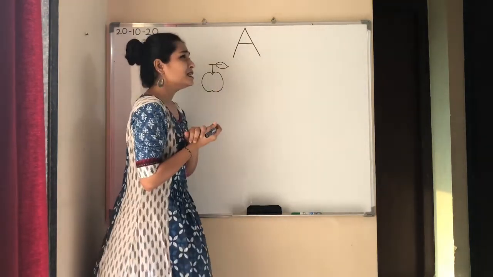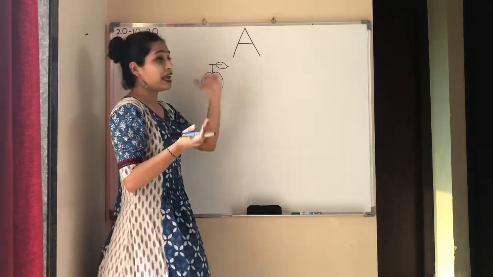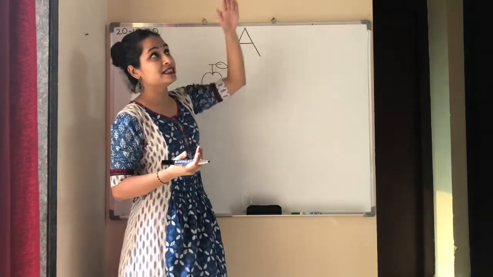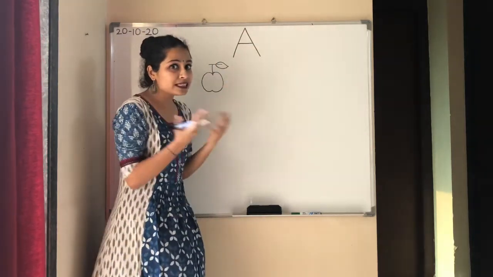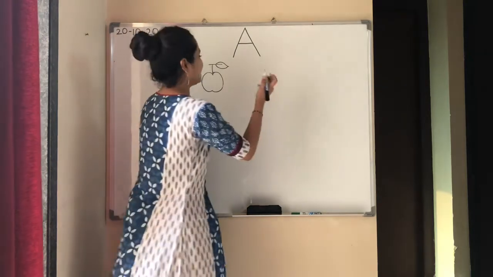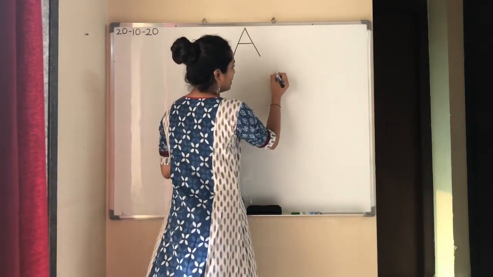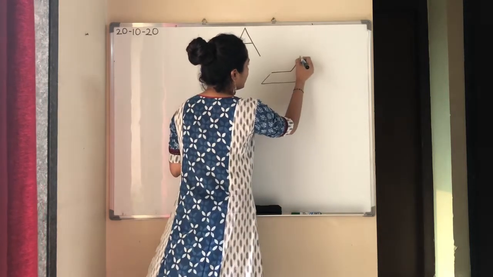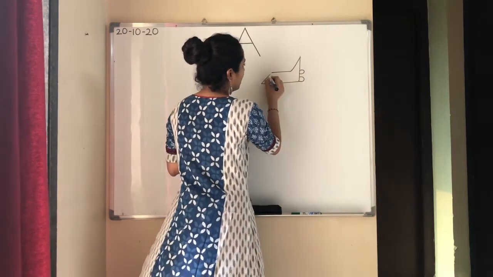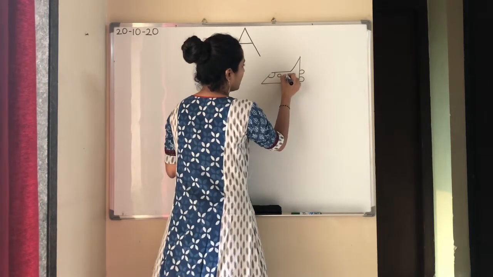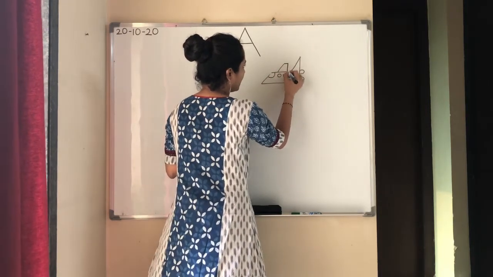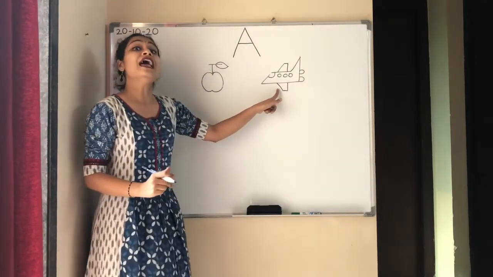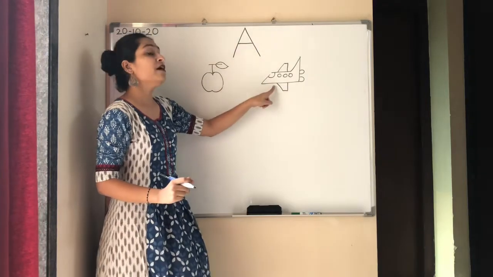Which is the next picture for letter A? We see it in the sky. It flies in the sky. What is it? Yes, it's an aeroplane. A for aeroplane. Say A for aeroplane.